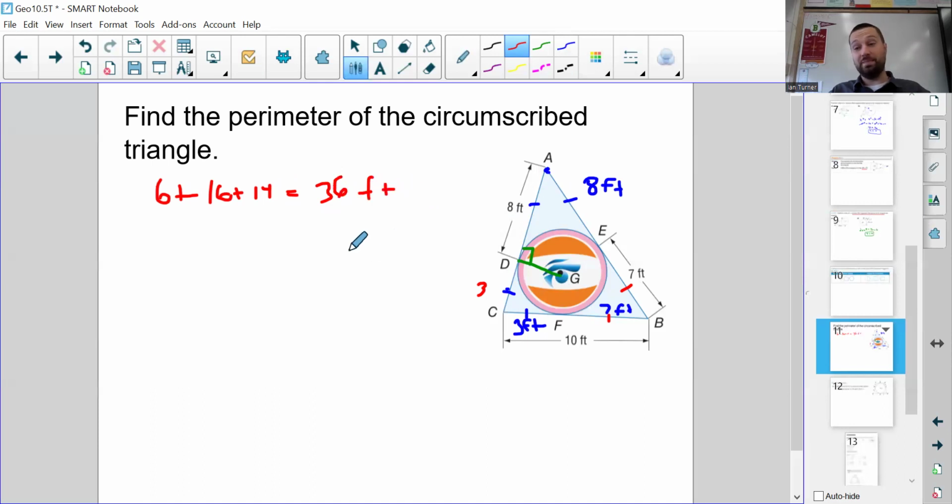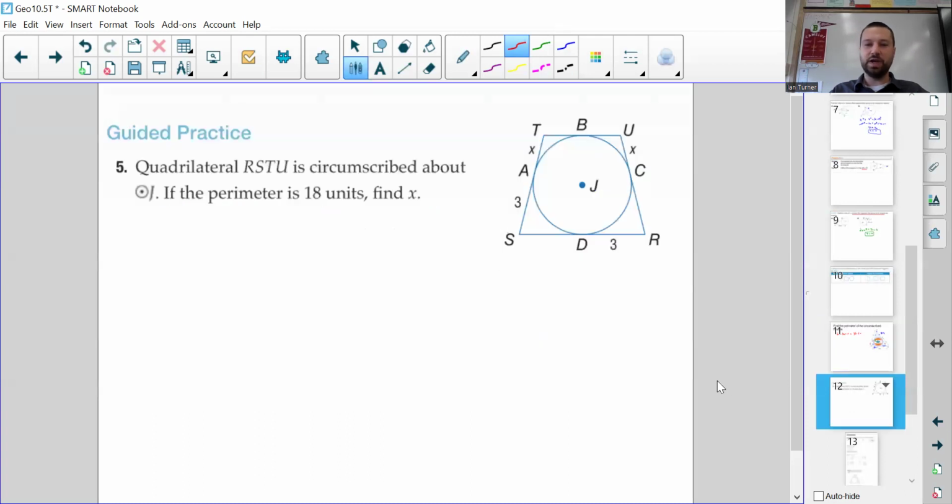So that's actually not that bad. You just have to be able to see it. Same thing if you had something like this. These are both going to be x here because these are tangent. These are tangent, so these both have to be x. And they're telling us the perimeter in this case, so now we can solve. This is going to be 3, and this is going to be 3. So 3 times 4, we get 12, plus 4x equals 18. And you can just subtract the 12. We get 4x equals 6. So x equals 1.5.